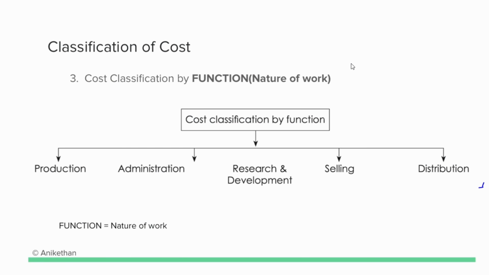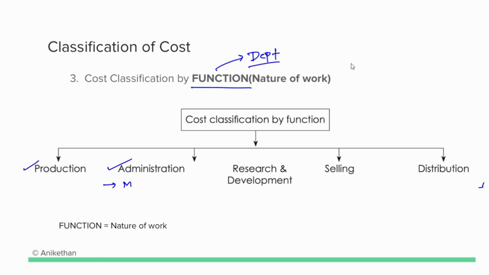Now, the third method, classification by function. The word function means the function of that department or the cost center. So whenever you see functions, read it as department. Which departments are there in an organization? You have production, where the manufacturing happens. Then you have administration. In administration, which types of people or work happen?